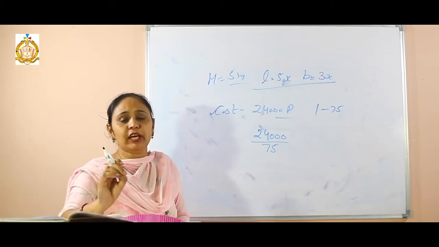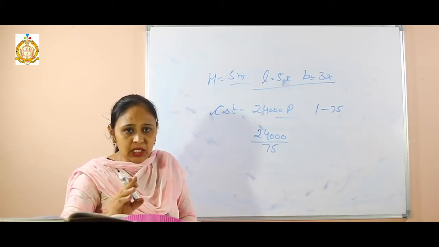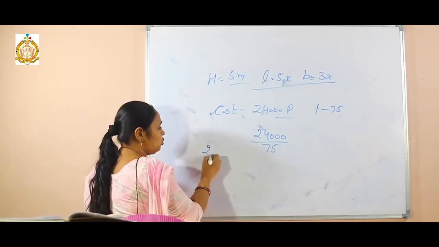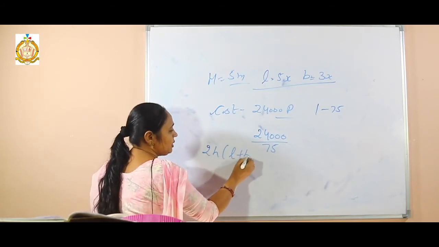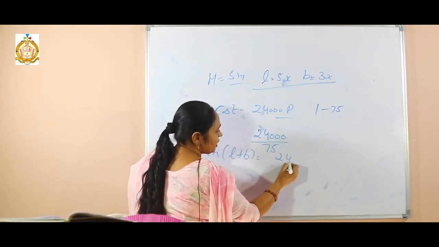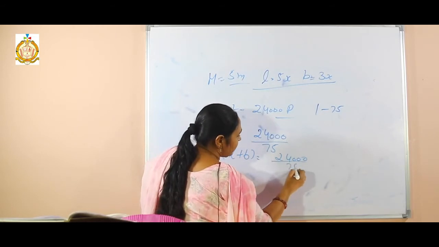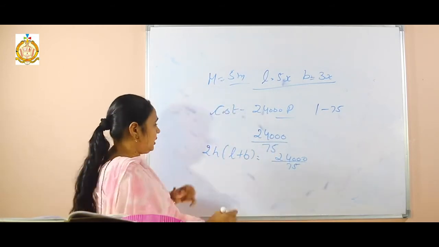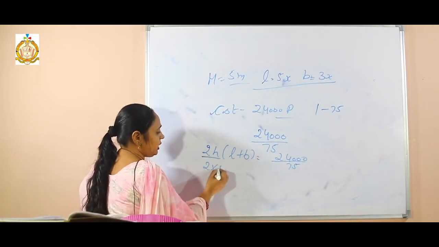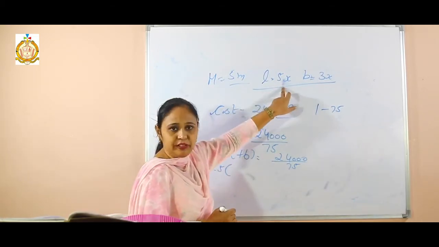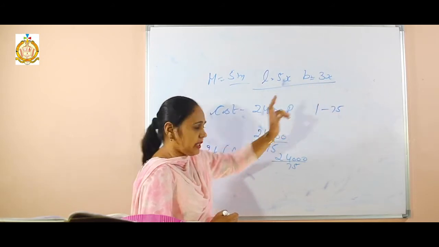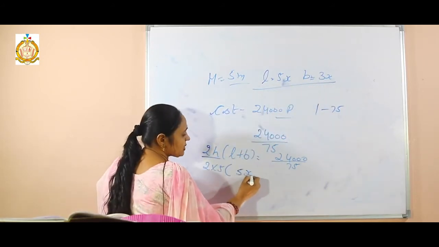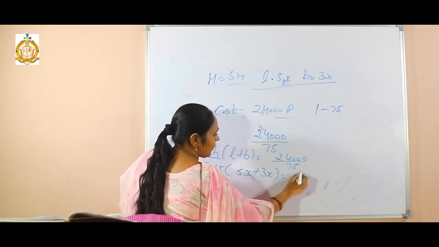And we know that we have to paint the 4 walls. And the area of 4 walls is 2H(L plus B), equals 24,000 divided by 75. Now H is given, that is 5. So it becomes 2 multiply 5. L I take as 5x, B I take as 3x. It becomes 5x plus 3x.